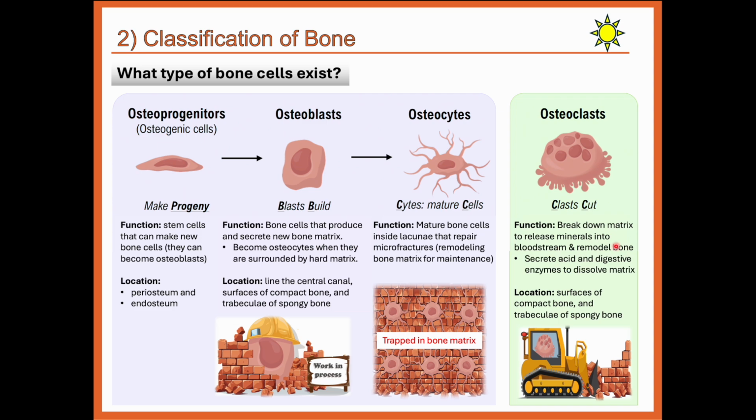Sometimes, though, you need to remodel bone, right? Sometimes you need to chew off some bits. When you build a house, right, you don't just build things. You sometimes dig down a bit to make a foundation, right? So sometimes clasts and cutting are necessary. How do they do this cutting? Importantly, they secrete acids and digestive enzymes that dissolve the bone matrix, that break down the matrix. Where is this located? It's located pretty much where the blast cells are. So on the surface of compact bone, trabeculate bone, this is where bone usually wants to grow, right?